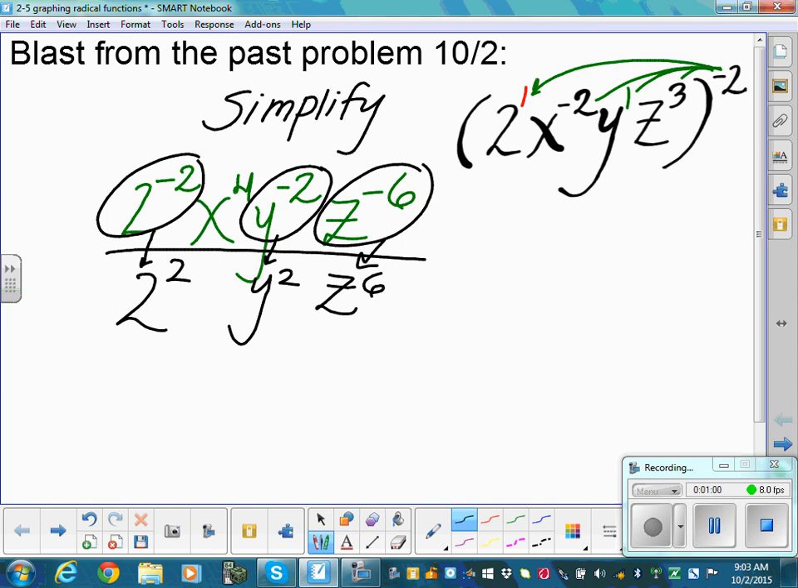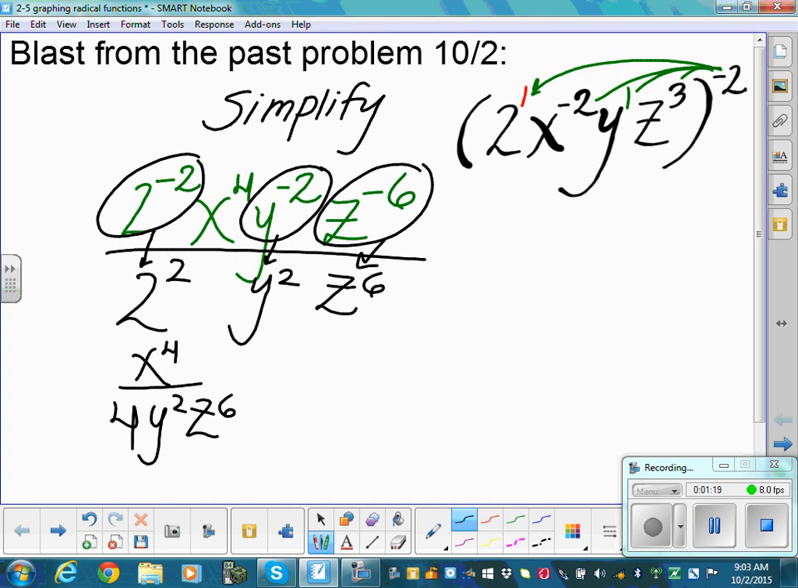So I'm going to write this all pretty light. On top, we have an x to the 4th. That's the only thing left. What if we would have flipped everything? What would have been left on top, though? 1. Very good. So on top, we have x to the 4th. On bottom, we have 2 squared, which is 4. And then we have y squared, z to the 6.